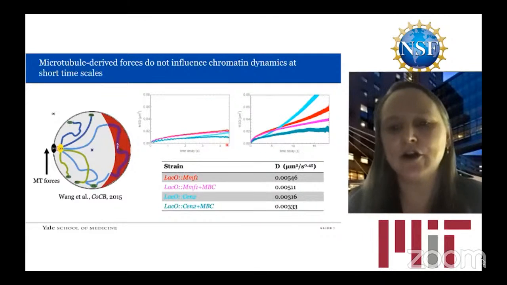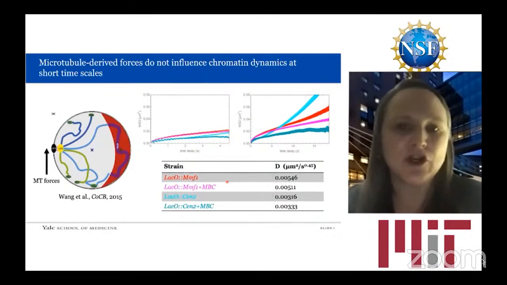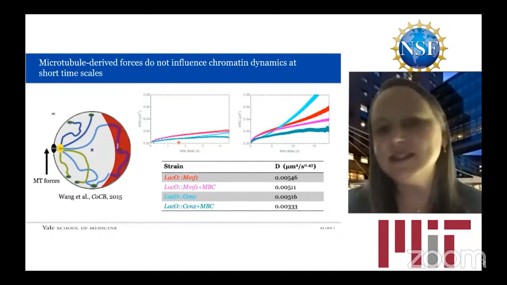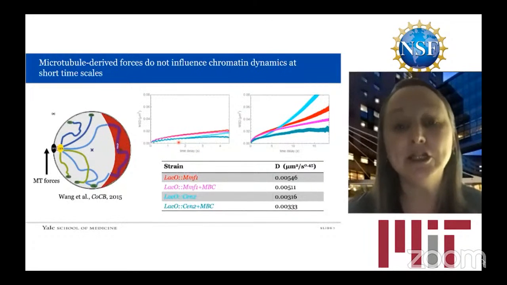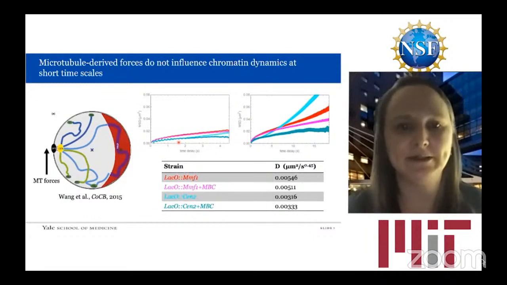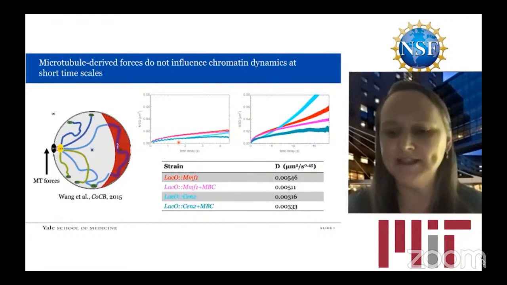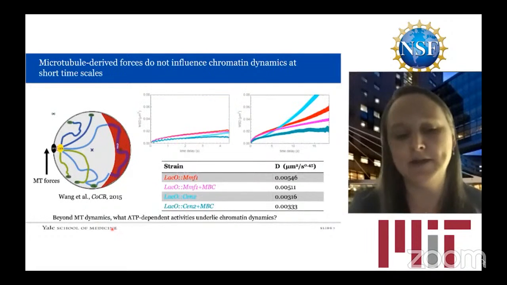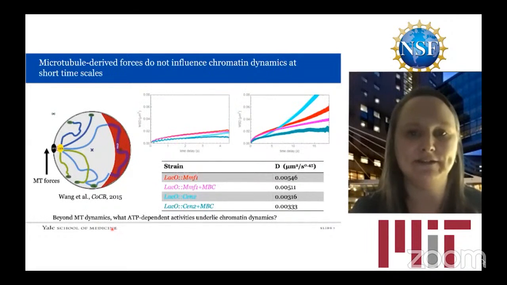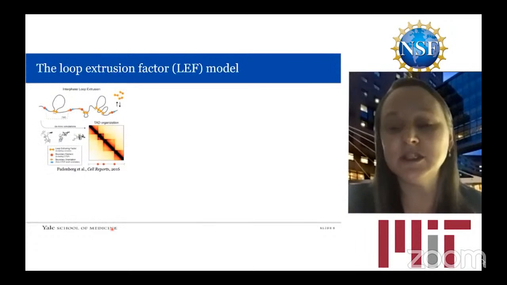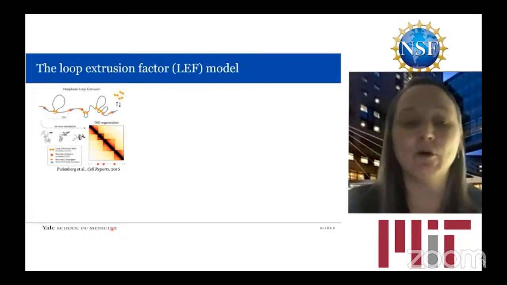So taken together, this argues that microtubules are not having much of an effect on the time scale that I'm focusing on today, which is the seconds time scale. And so this does not appear to be a major contributor, even in fission yeast, to the behavior that we're seeing for chromatin. So what might be contributing? If it's not microtubule dynamics, what other ATP-dependent activities might be responsible? One of the things that we are really interested to explore is the potential role for loop extrusion.